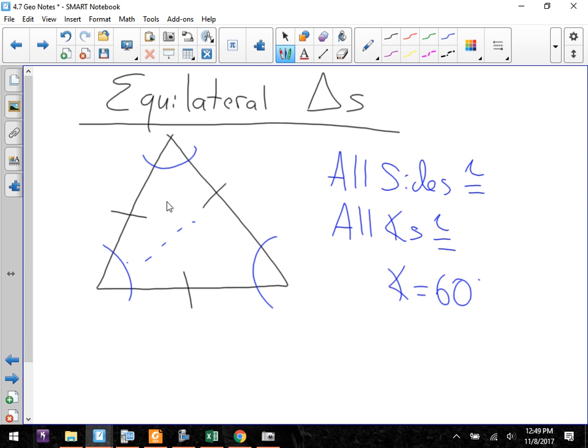So all sides are equal, all angles are equal, and all angles will equal 60 degrees every single time you have an equilateral triangle. It never changes. Because how many degrees are inside of a triangle? 180. If all three of them have to be the same, you take 180 divided by 3 and you get 60. And that's why that works.